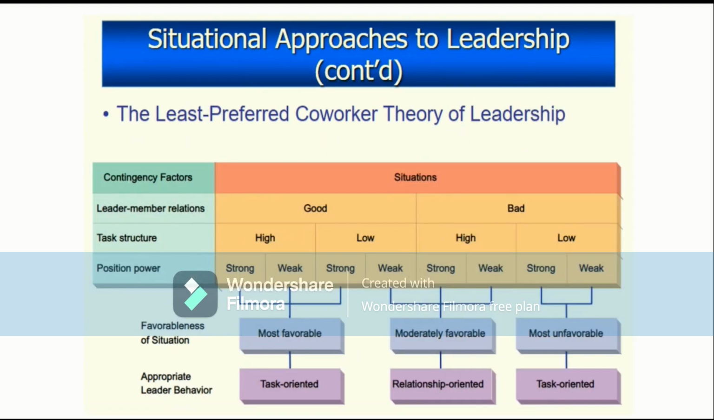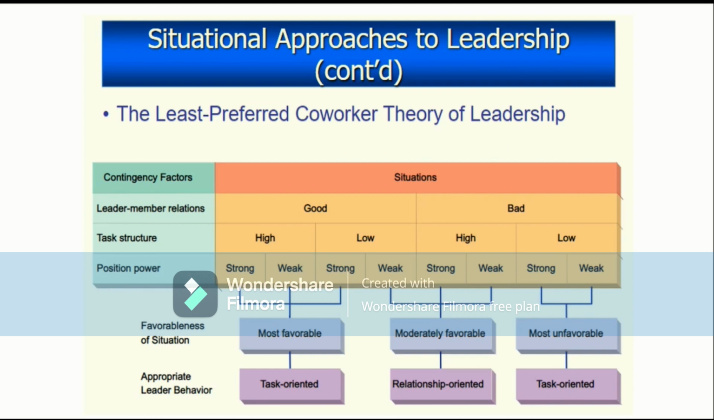Students, this is the model of the LPC theory of leadership, the least preferred co-worker theory of leadership. Have a look at it. Contingency factors are basically the factors that depend on something else in order to happen. We have a scale: leader-member relations. The situation is good or bad. Okay, there are only two sides, good or bad.